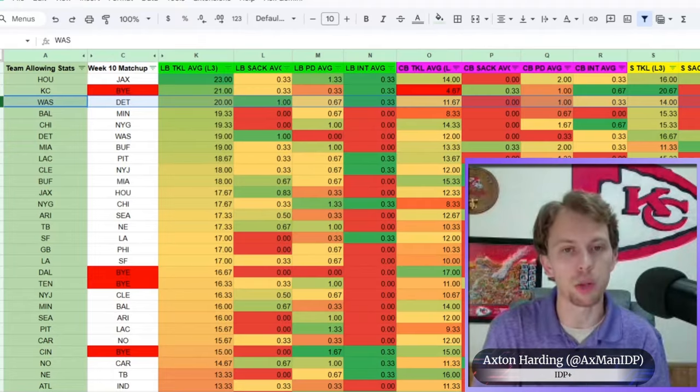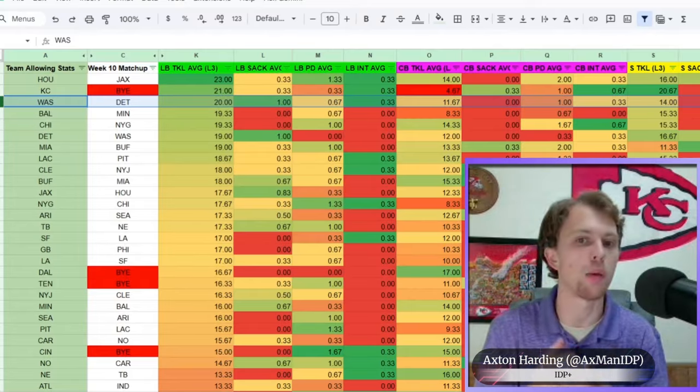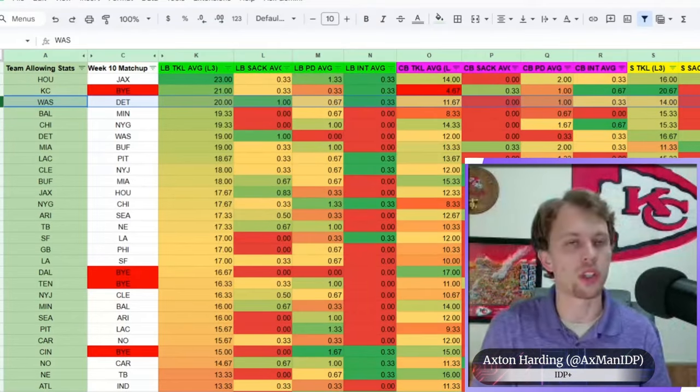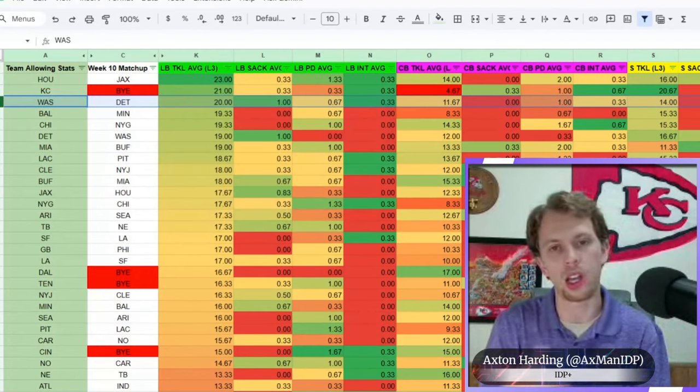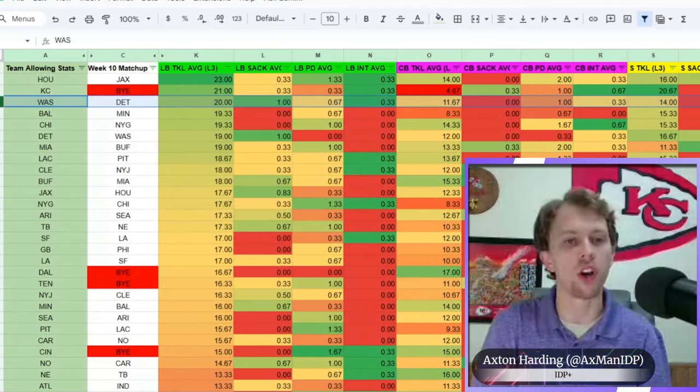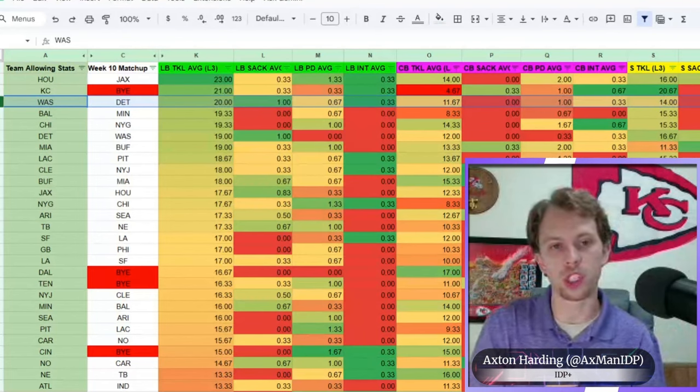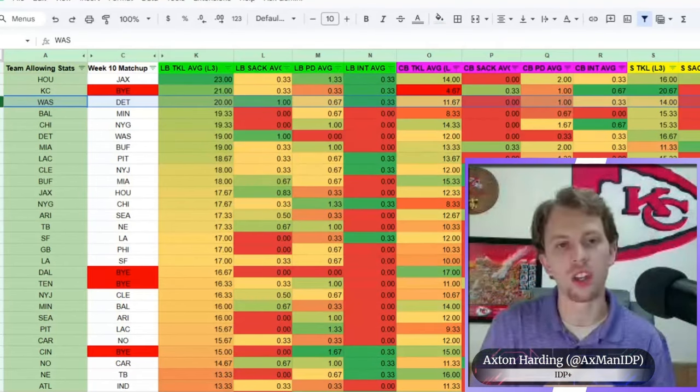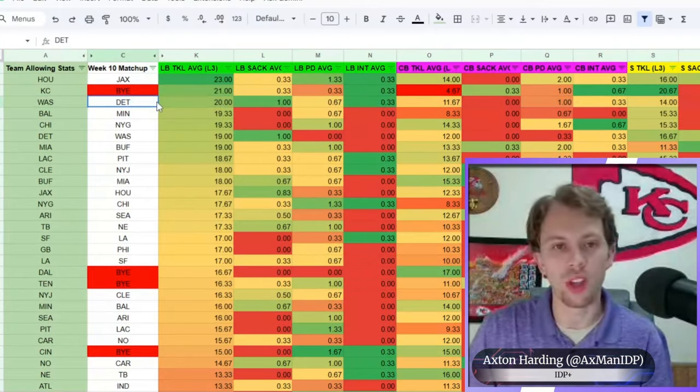If you even look at the interceptions, the Washington Commanders having given up 1/3 of an interception over the last 3 weeks simply means they've given up 1 interception to the linebacker position in the last 3 weeks. So lots of big plays on the table for Jack Campbell and Detroit linebackers. I love that matchup here this week.